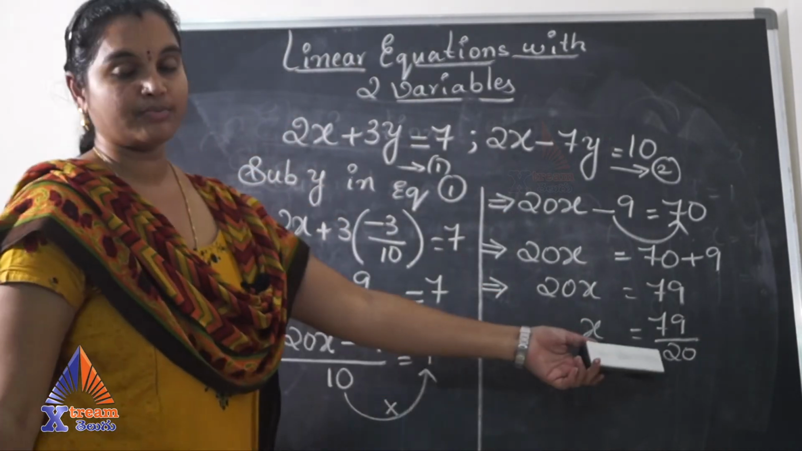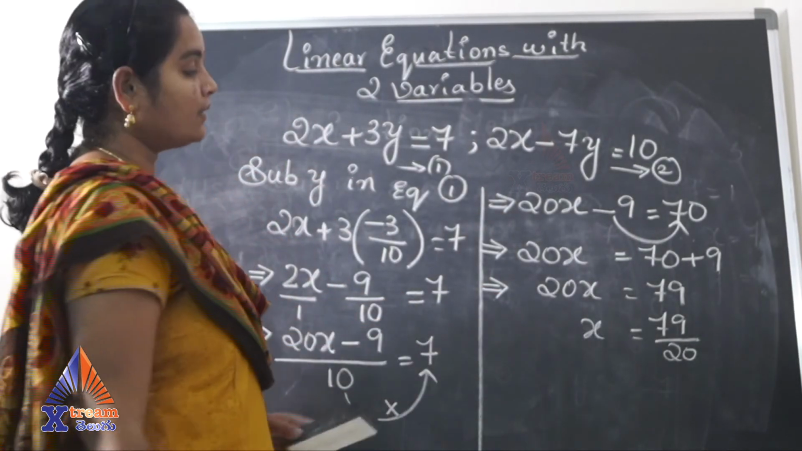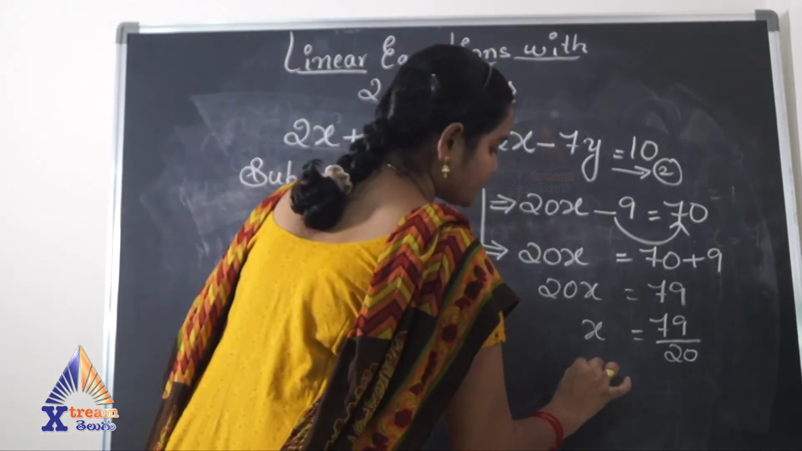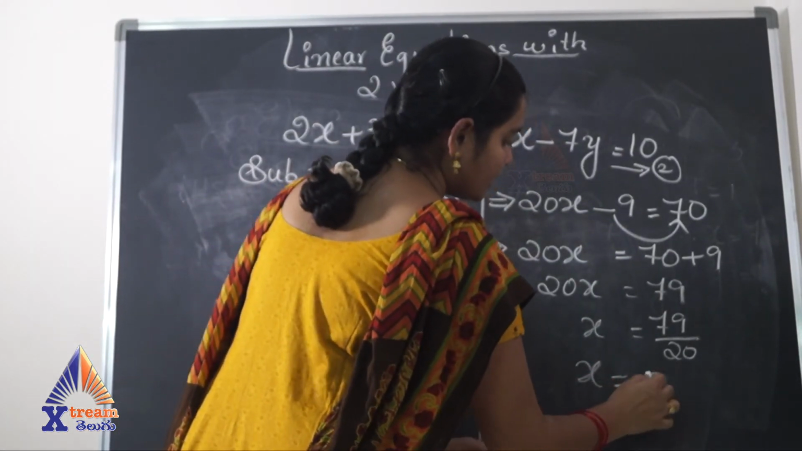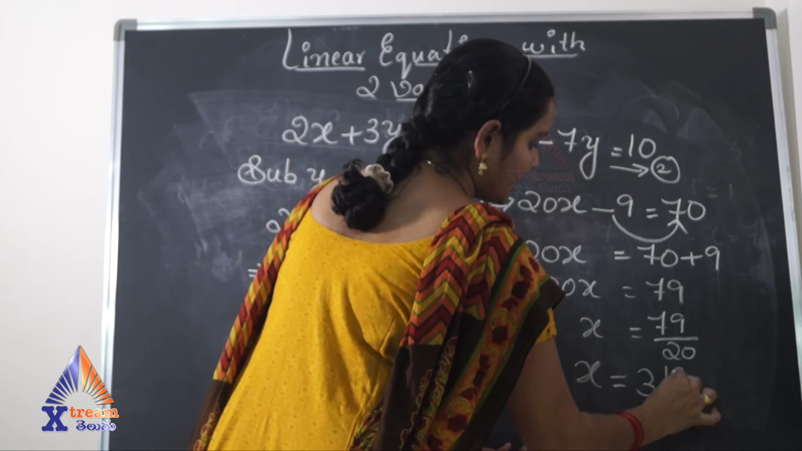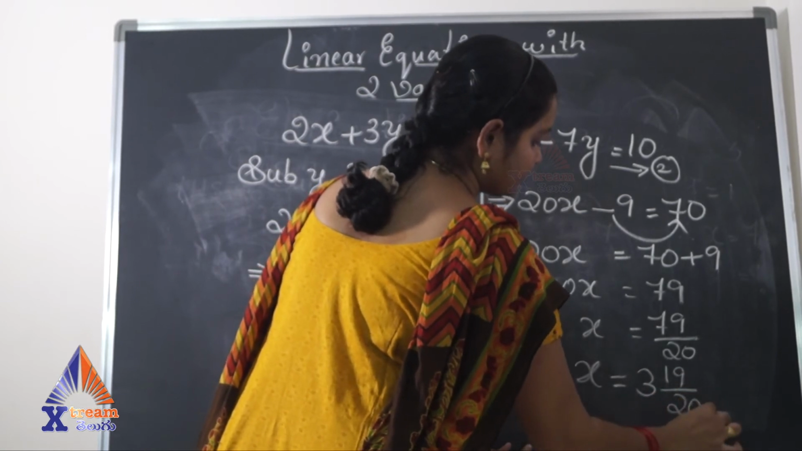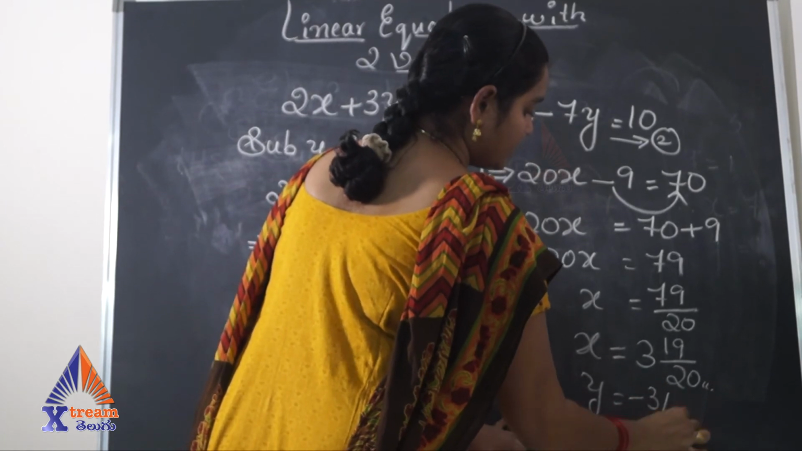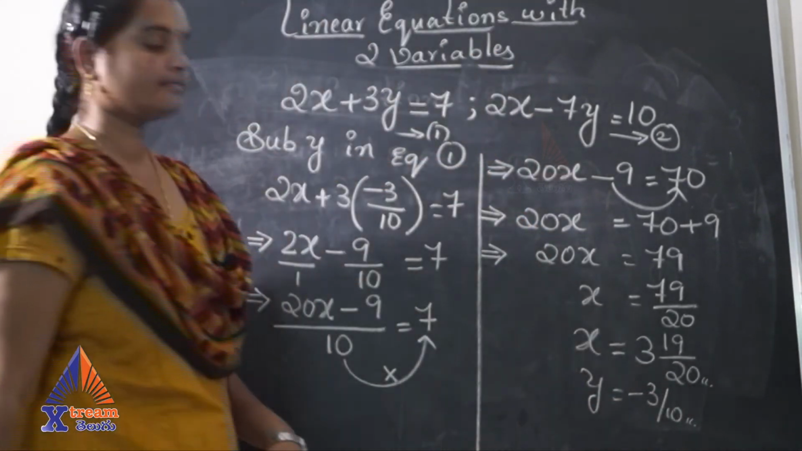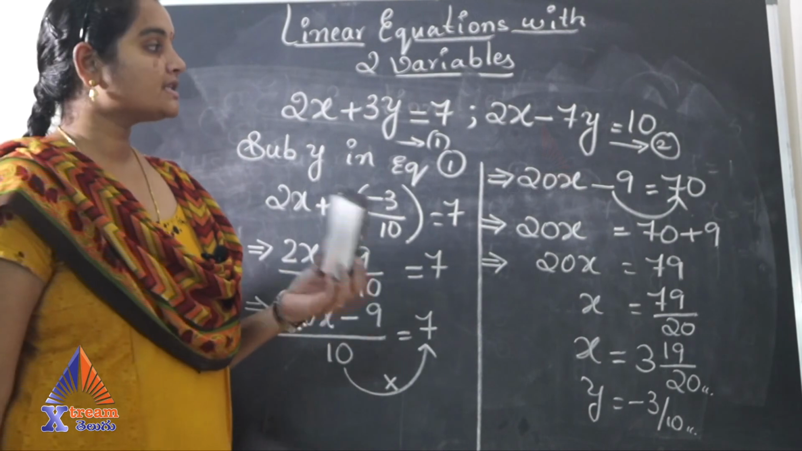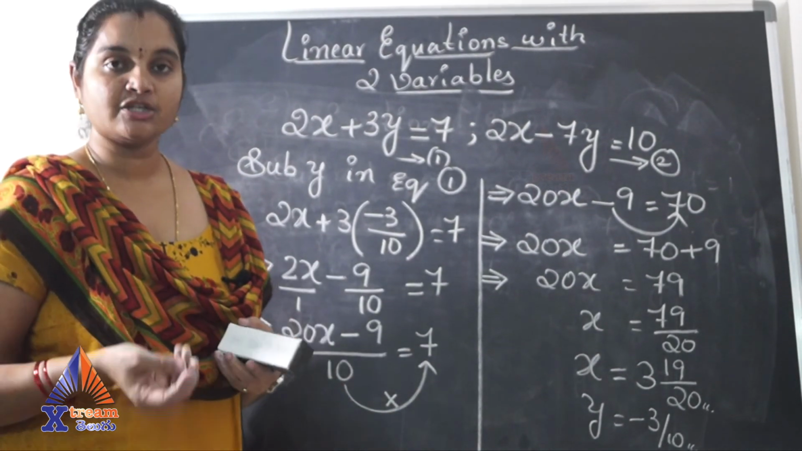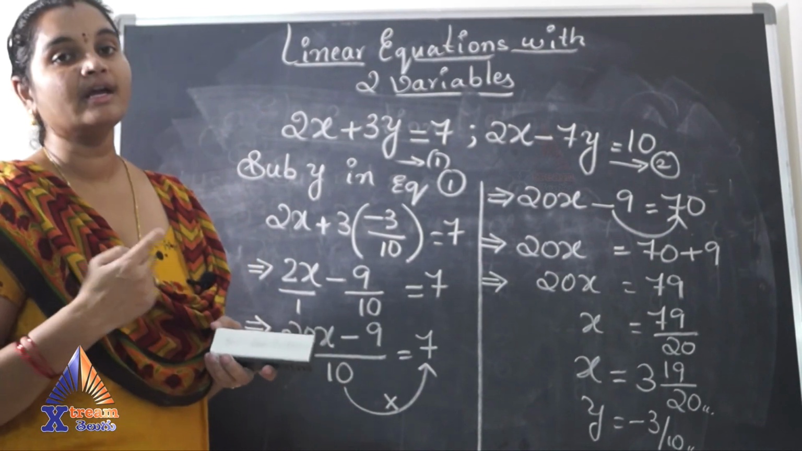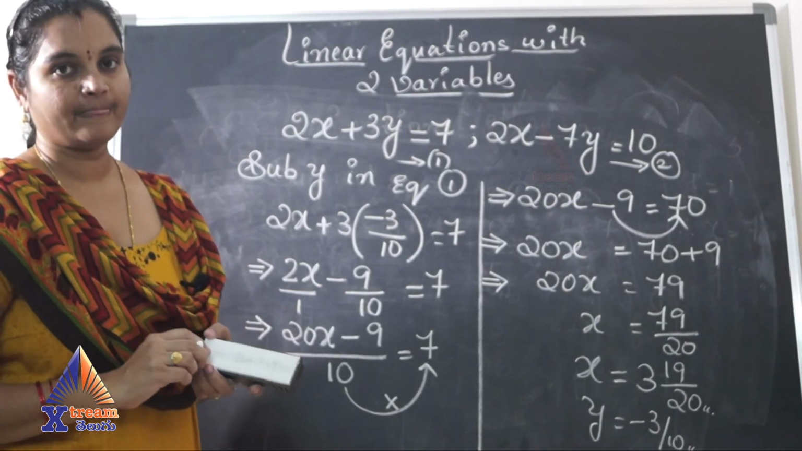Now this is an improper fraction which we need to convert into a mixed fraction. So x is nothing but 3 and 19 by 20. And we got y value as minus 3 by 10. Okay, so this is how we do the elimination method by using addition and subtraction.